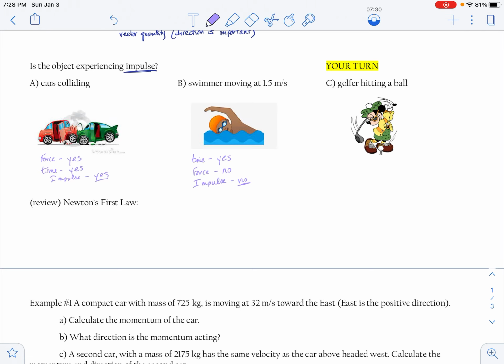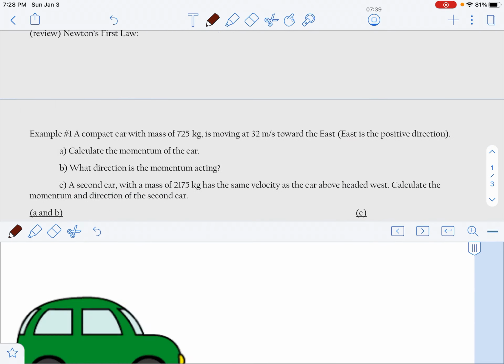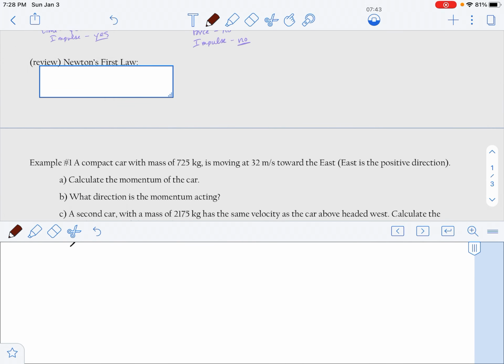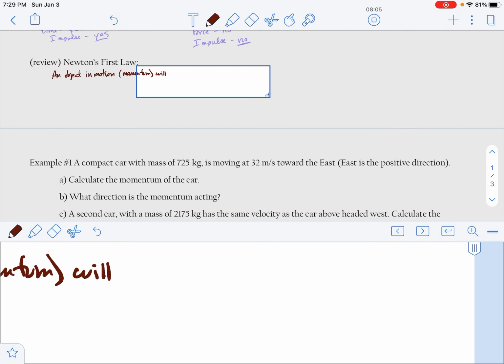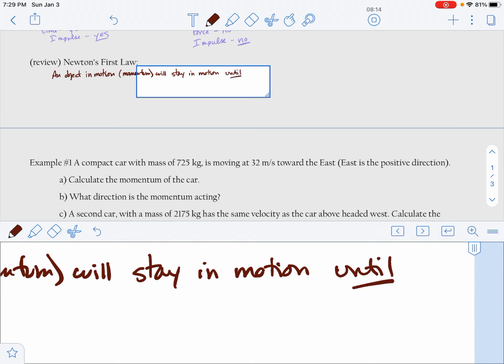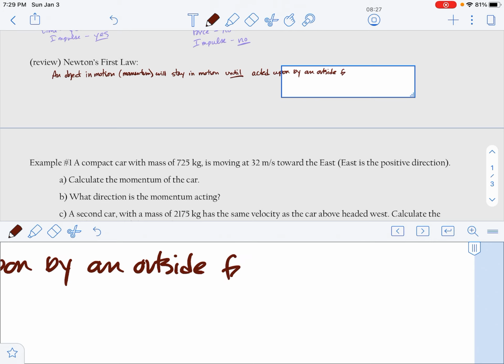So now we need to review Newton's first law here. I'll bet you can already figure out how these things are related, but let's go ahead and do it just in case. So remember, Newton's first law says, an object in motion. Doesn't that sound like momentum? Right? That's momentum. Will stay in motion, so once it has momentum, it's going to keep its momentum until, do you remember what happens after the until? Acted upon by an outside what? Yep, an outside force. And we know that another word for that is impulse.